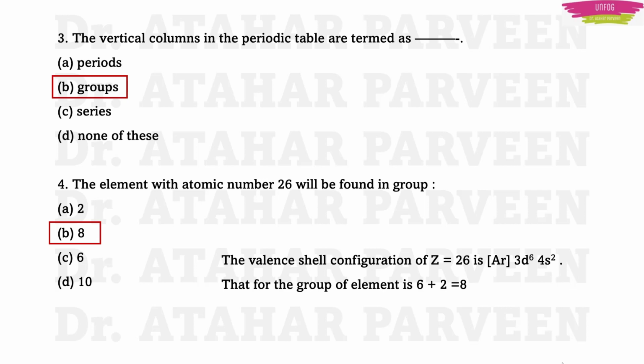Now, in the previous class of basics of periodic table, we learnt that the number of valence electrons is nothing but equal to the group number to which that element belongs, correct? Now, the group of this element will be 8 because the valence electrons is 8 here. Okay, so option B will be the correct answer.